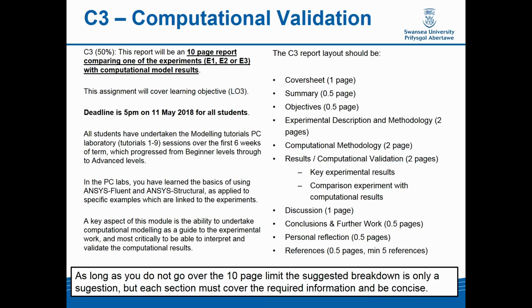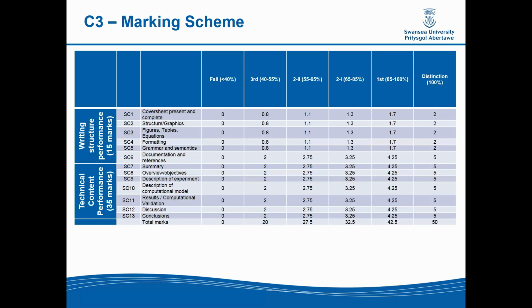Okay, the deadline is 5 p.m. on the 11th for all of us. And that's it really. So I think just looking down at the breakdown, you've got 15 marks going on the structure and 35 marks going for the technical content. So now it's becoming more skewed towards the technical performance in the results rather than the formatting. But still, I would hope to see that with the feedback that we've given you from C1 and C2, that you have addressed most of the formatting that is required for C3.